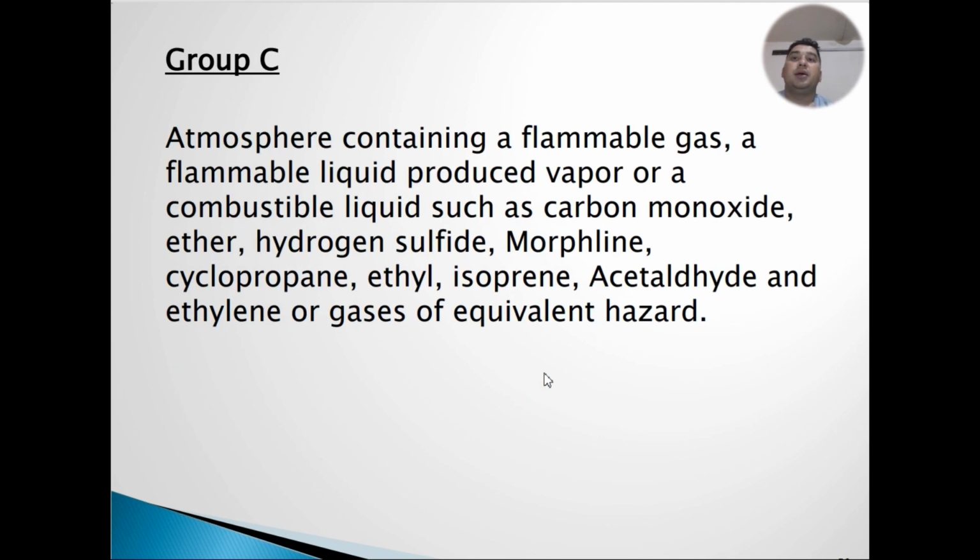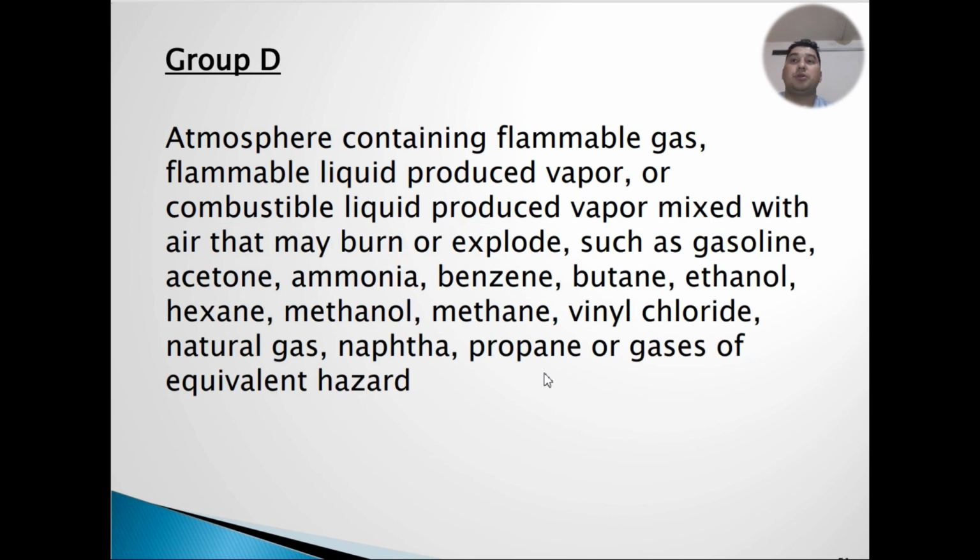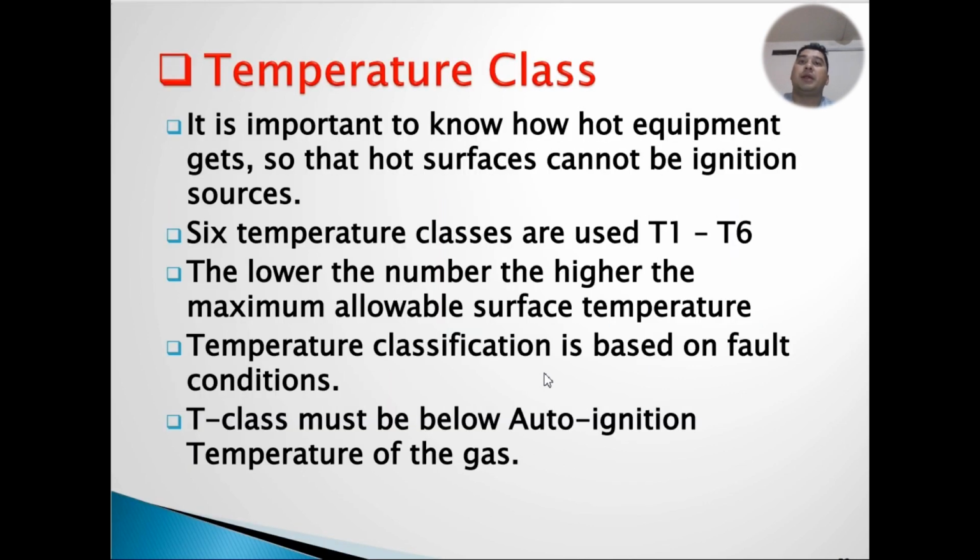Then we have group C. Group C, an atmosphere containing a flammable gas, a flammable liquid produced vapor, or a combustible liquid produced vapor such as carbon monoxide, ether, hydrogen sulfide, morpholine, isoprene. Those gases of equivalent hazard will come under group C. Then we have the last one, group D, an atmosphere containing flammable gases, flammable liquid produced vapor, or combustible liquid produced vapor mixed with air that may burn or explode, such as gasoline, butane, ethanol. That will come under group D.